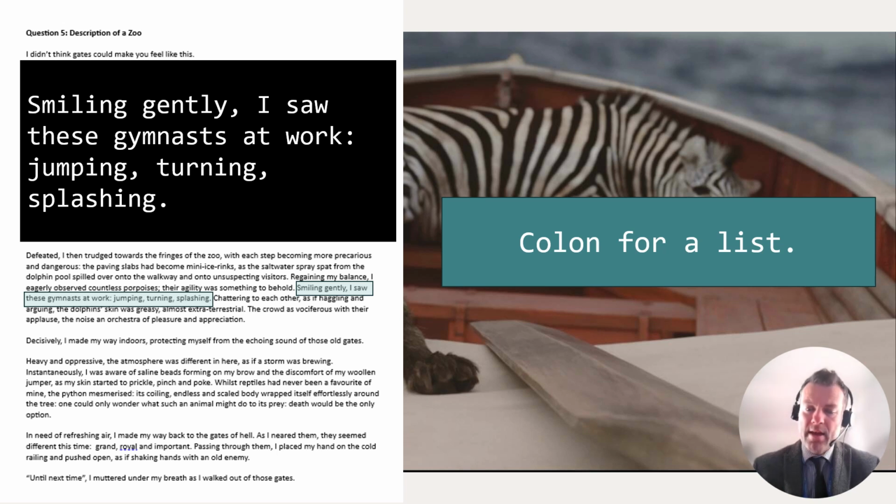Now, you can see there in one fell swoop how these guys are transformed by using those three verbs in a row: jumping, turning, splashing. It really helps to accentuate and to amplify the point that I'm trying to make. And again, something so simple with punctuation can really set you apart from the rest. The examiners would love this. They really, really would, because oftentimes it is used really badly, quite frankly. So good luck with your colons for a list.